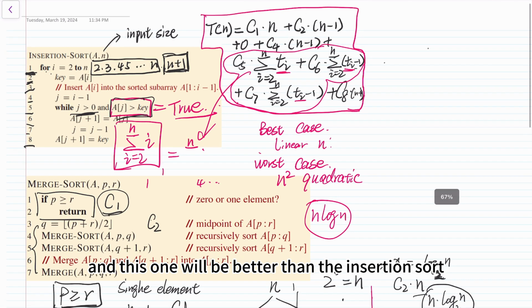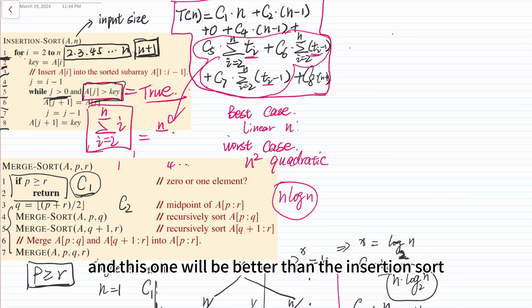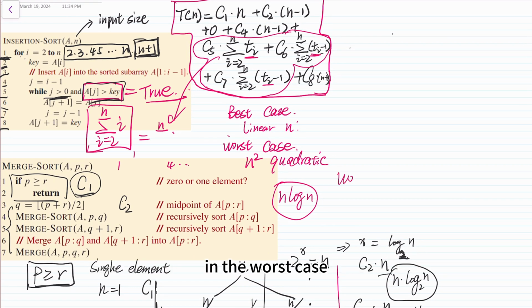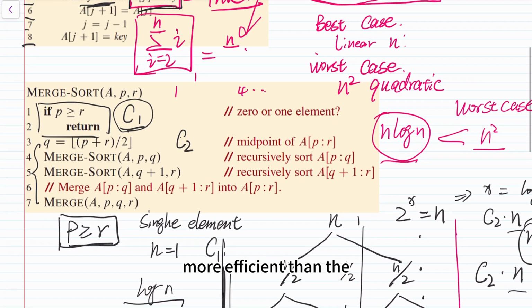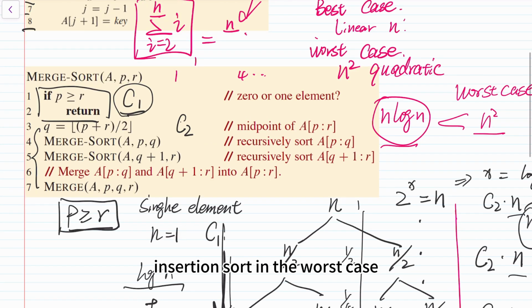And this will be better than the insertion sort in the worst case. In the worst case, the insertion sort has n squared. This time is larger than this time. So log n is smaller than n. So we can see the merge sort is a little bit more efficient than the insertion sort in the worst case.